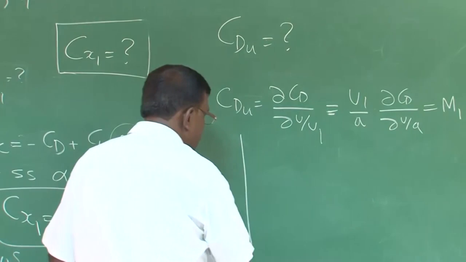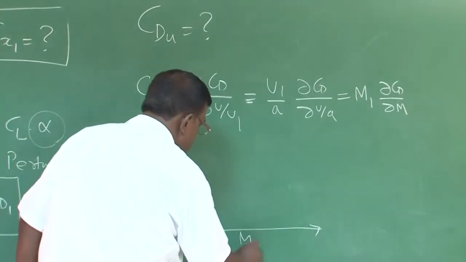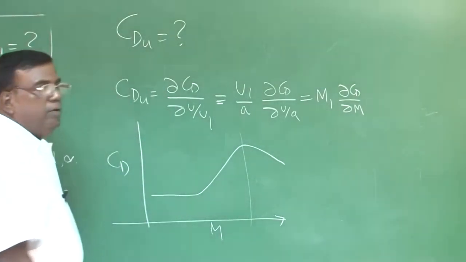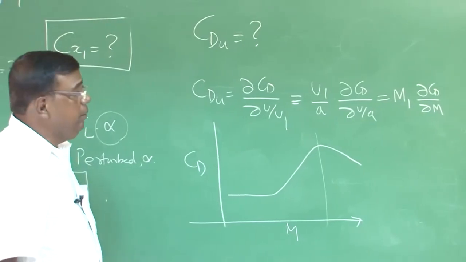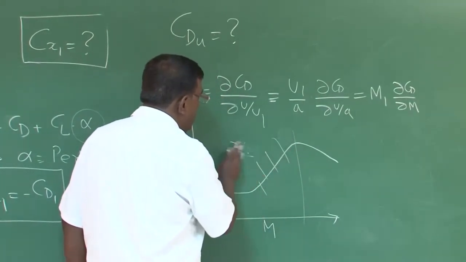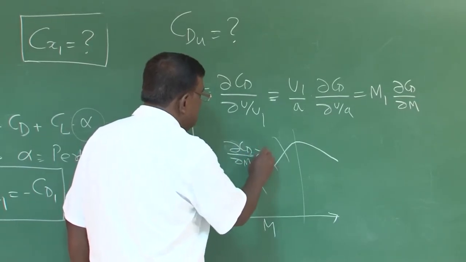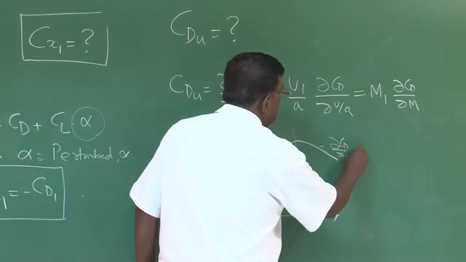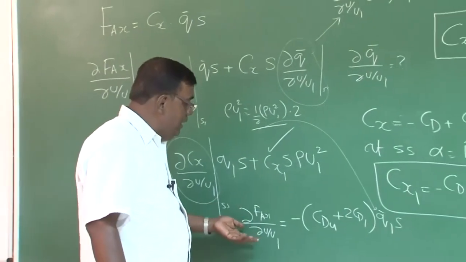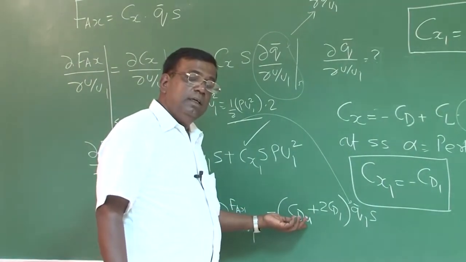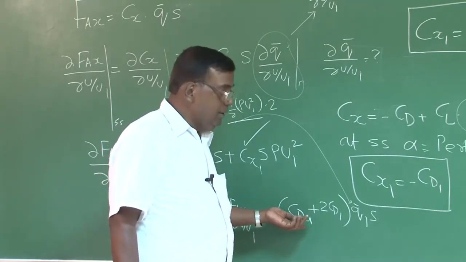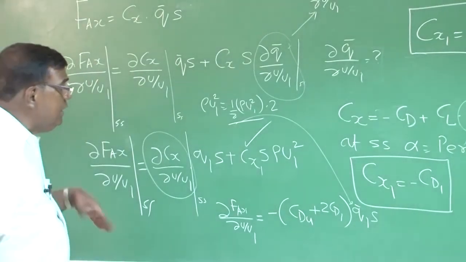If you recall, CD versus Mach number for an aircraft looks something like this. Typically, this is a transonic zone, maybe 0.98 to 1.1 or 1.2, depending upon the configuration. Now, you could see if you are in this region, dCD by dM is greater than 0, whereas here dCD by dM is less than 0. So depending upon your flight regime, this dFx by dU1 will change depending upon the value of CDU. Sometimes it becomes positive with subsonic, it becomes negative if it is supersonic. So this plays an important role. You will see why I am stressing this.